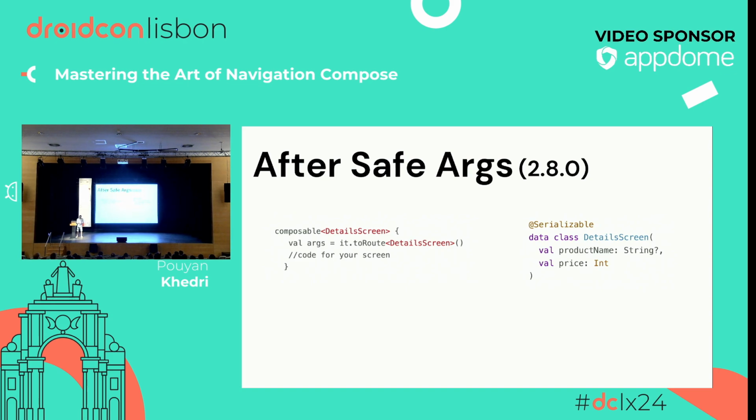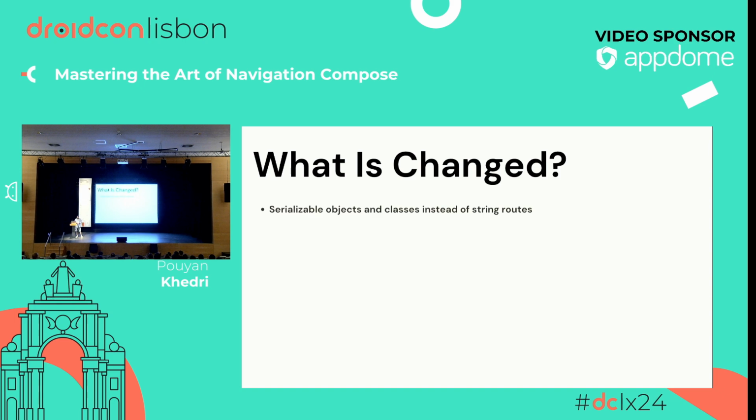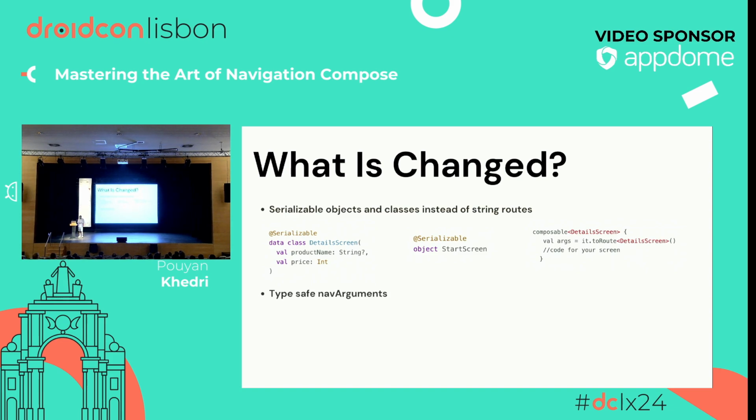So to sum up what is added here, what is changed here, the first thing is that serializable objects and classes replace string routes. So you can declare something like this, a serializable class, or if you don't want to pass any data, you can declare a serializable object, and then you can use them when you're declaring your composable node here. So this gives us the advantage of the type-safe arguments, because now when you're navigating, there is no way you pass the wrong type. So instead of passing a string route, you now pass an instance of the data class, and you just pass your data here.